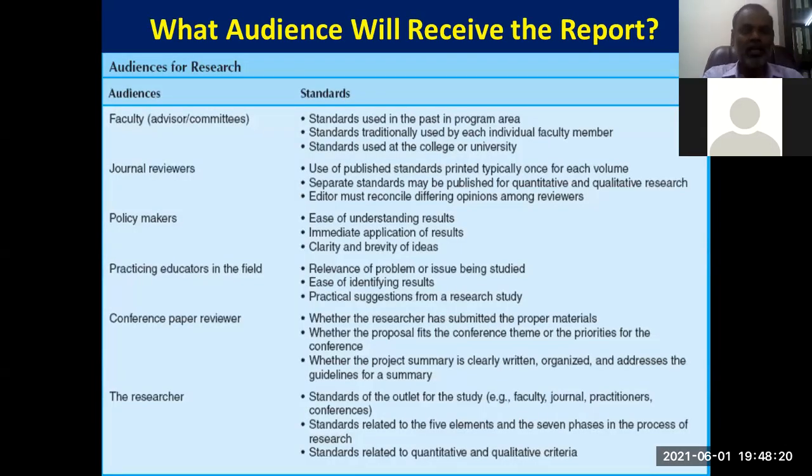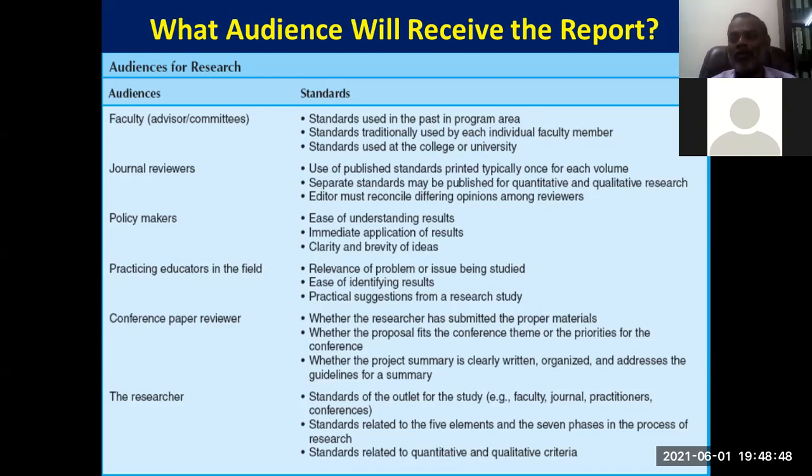I am just showing the nature of the audience, what all the audiences are that the reports are going to be served. So if your audience is going to be the faculty members or advisors or the committee members for your academic research, if you are reporting to the faculty member, then your reporting is supposed to follow the standards used in the past in program areas.